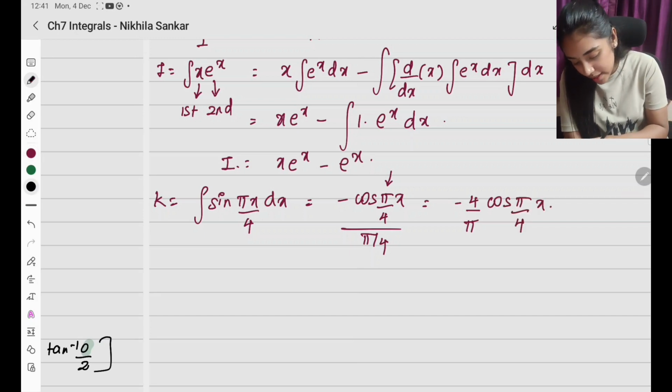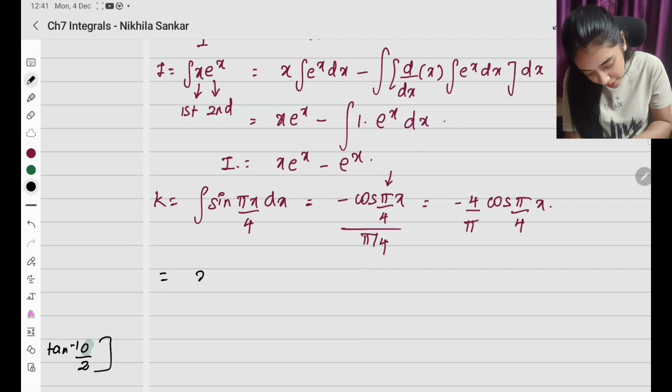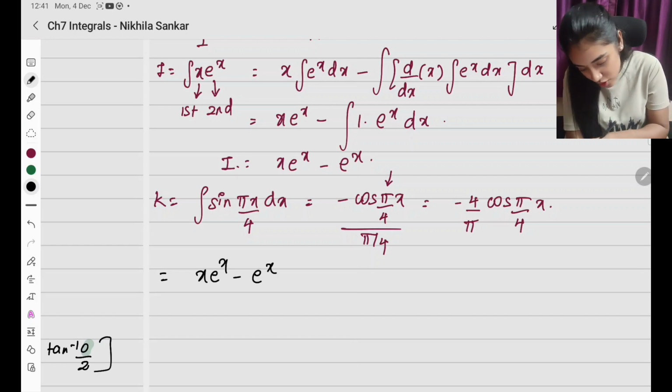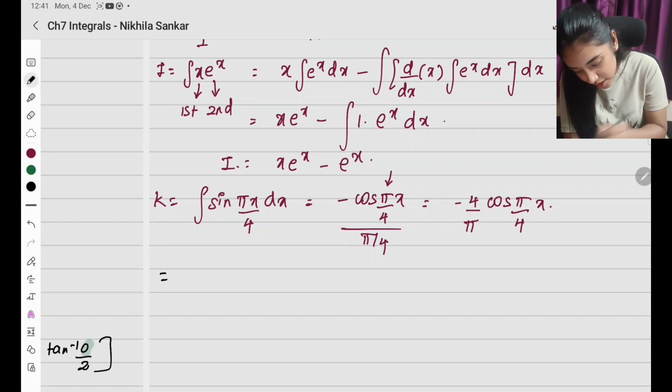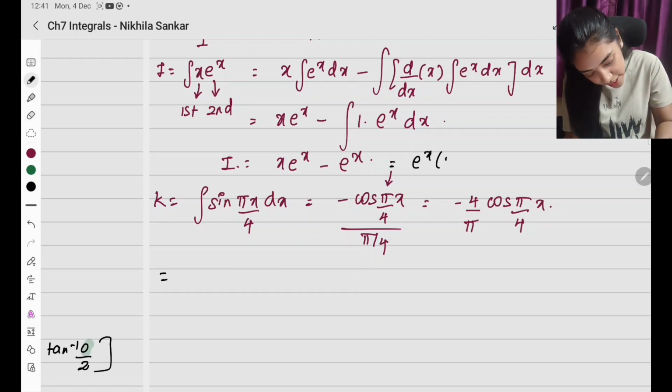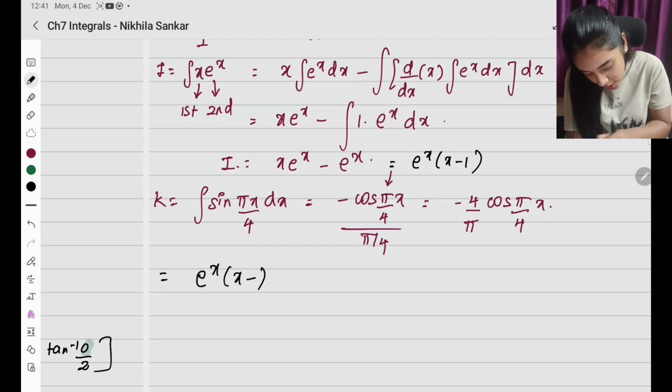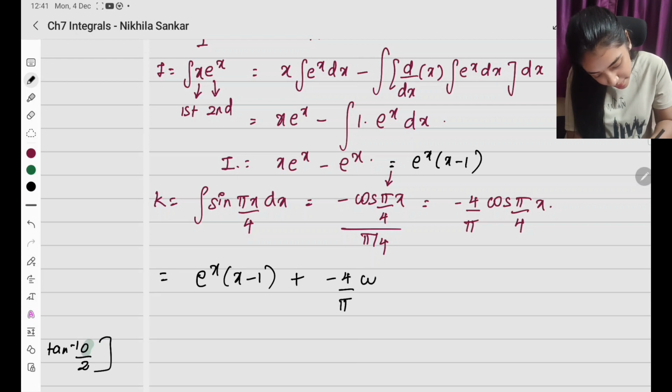So I need to add I and k. When I add that, my integral becomes x e to the x minus e to the x, or I can club the e to the x together. So what does it become? I can write it as e to the x times x minus 1. So this becomes e to the x times x minus 1 plus minus 4 by pi times cos pi by 4 times x.